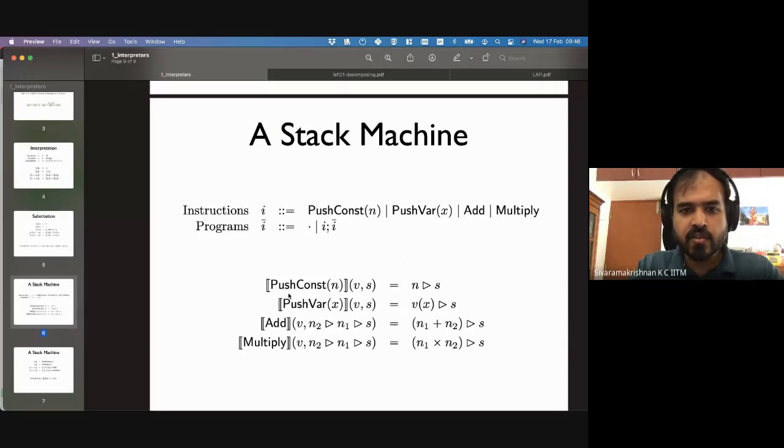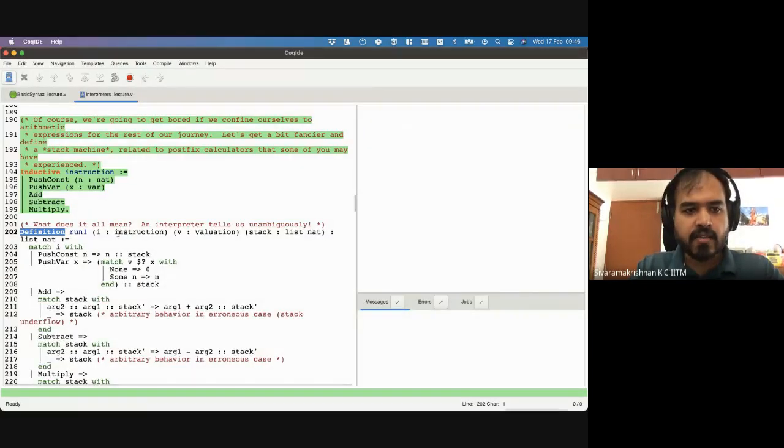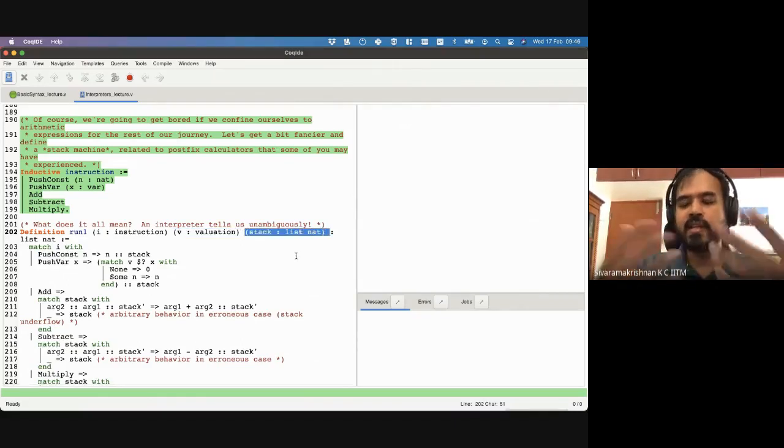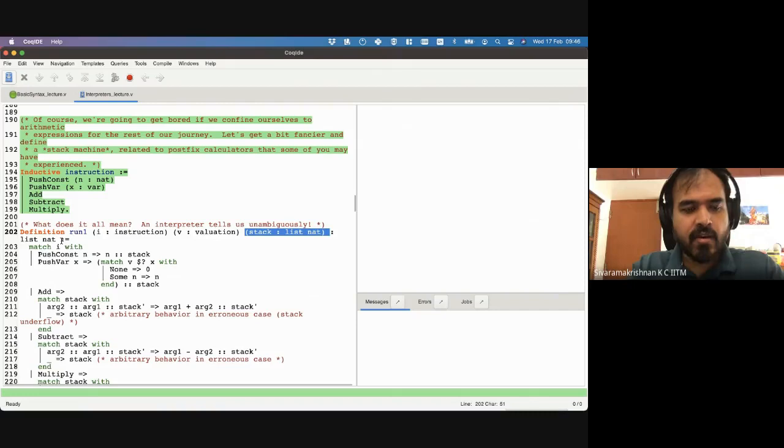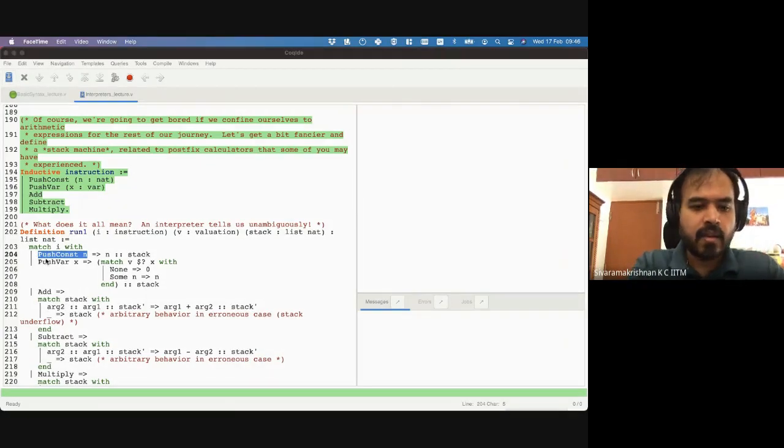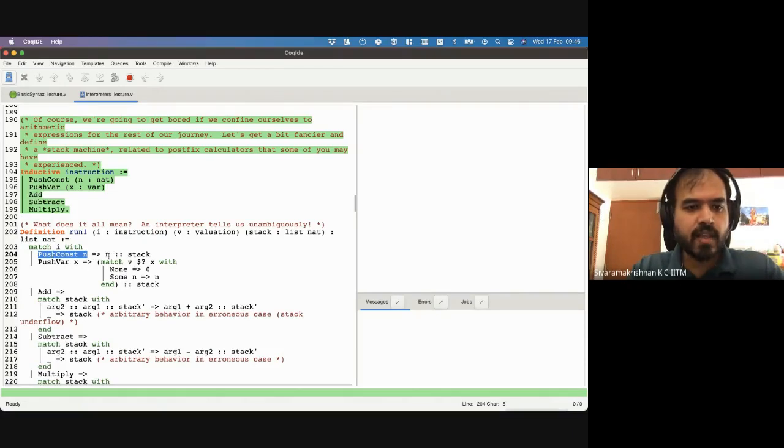So if you want to execute the instruction push constant under v and s, you push n to the stack, right? If the instruction I is the push constant under the valuation v, and a stack is just a list of natural numbers, right? So all we maintain in the stack is a bunch of natural numbers. Then what you get back, you read this list of nats as a stack, right? If you want to execute the instruction push const of n, then you simply push n to the top of the stack, right?